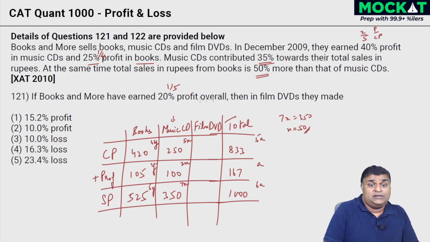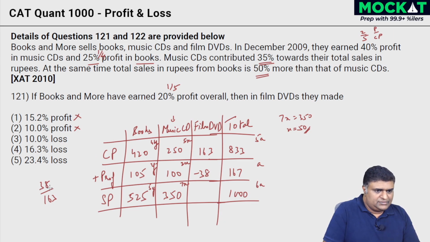We are asked to find the profit in the film DVDs, what the profit or loss scenario is. 420 plus 250 is coming to 670. 670 you subtract over here, you're getting 163. This is coming to 205. 205 plus something is 167. From 205 I have to subtract 38 to get 167. So it's definitely a loss. How much of a loss is the question? The loss is 38 by 163. What do you think it is closest to?